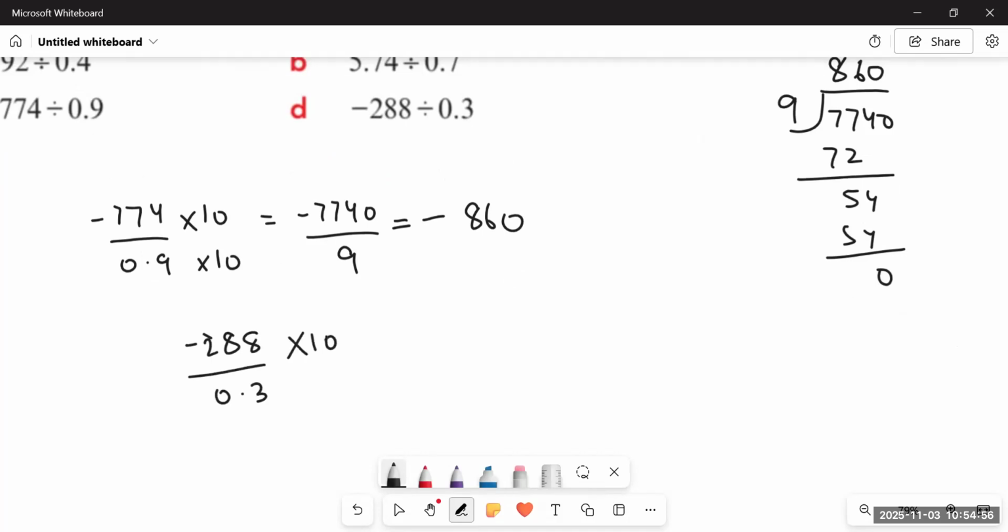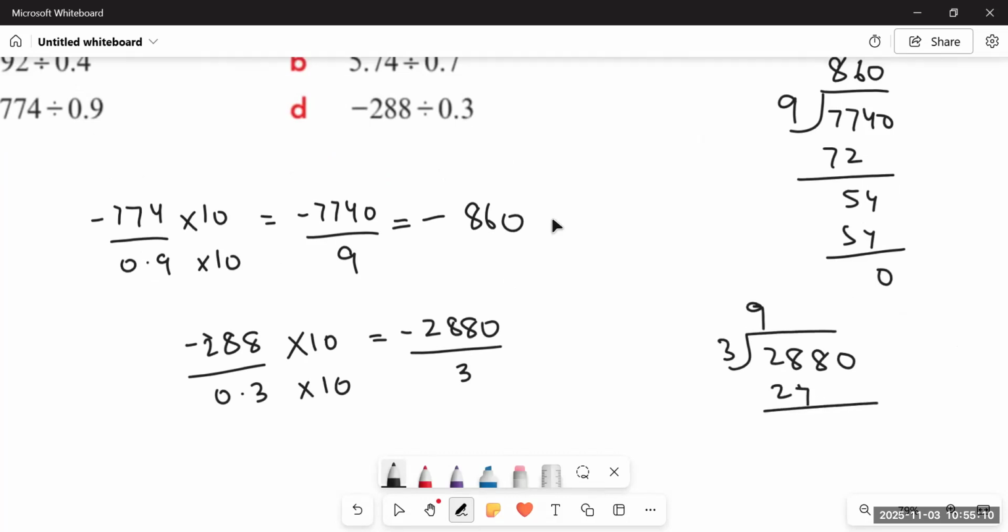Next we have minus 288 over 0.3. So again we'll do the same thing we did in part C. This would turn out to be minus 2880 over 3. And then we will divide it. 3 nines are 27. 3 sixes are 18, and then a 0. So it would be minus 960, and that's all. How easy it is, okay? But make sure if one of the numbers is negative and the other one is positive, then you have to put a negative sign in the answer.